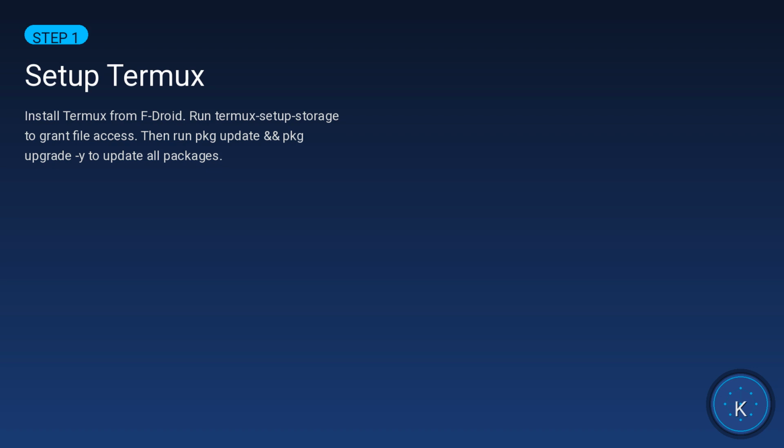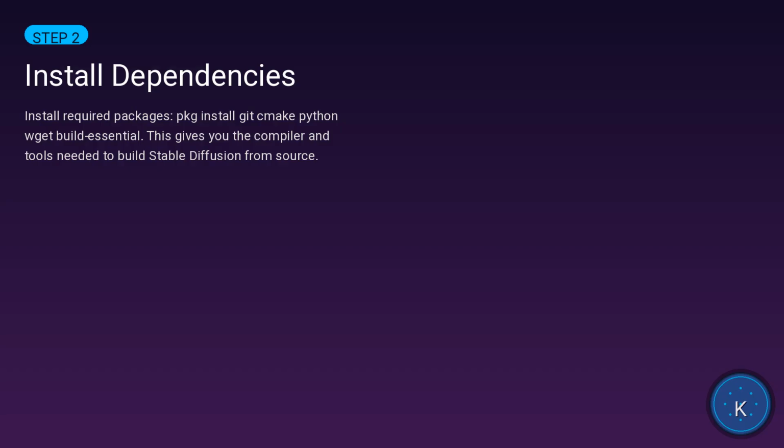Install dependencies. Install required packages: pkg install git cmake python wget build-essential. This gives you the compiler and tools needed to build Stable Diffusion from source.